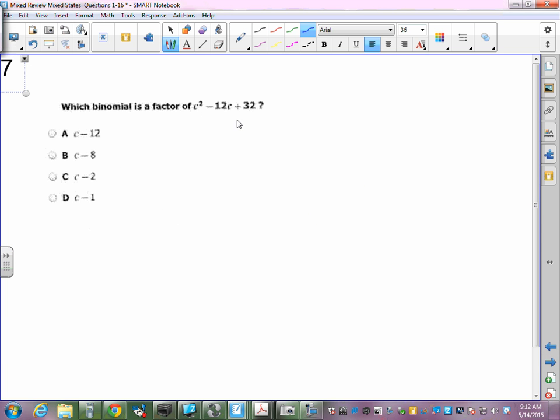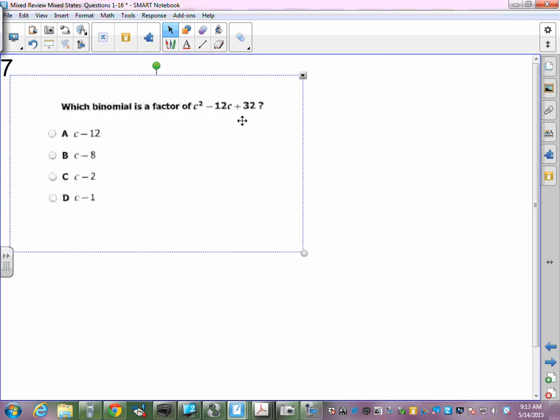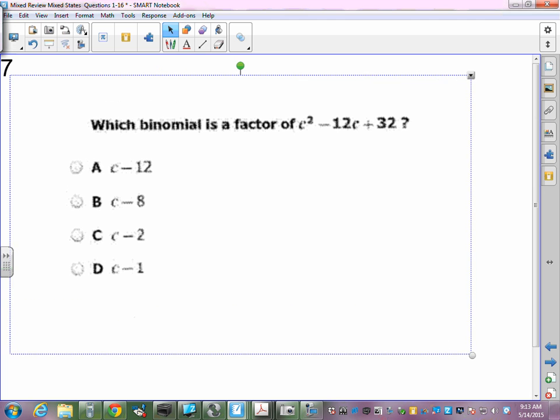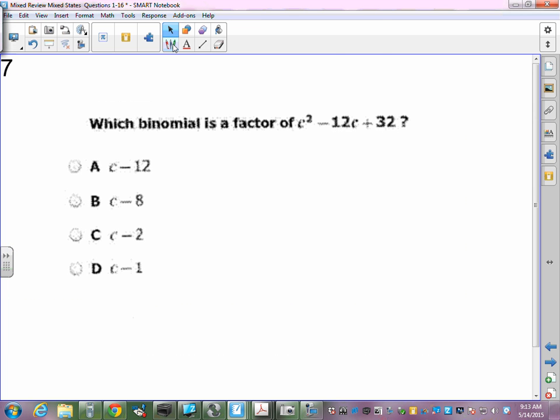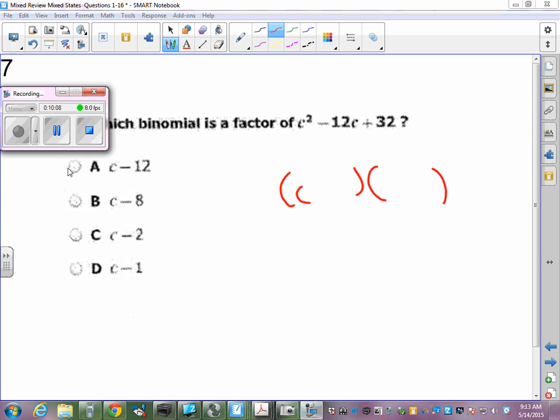All right, they want us to factor this one, so we got to think again. What multiplies to give us positive 32, adds to give us negative 12. So what times table would that be? 4, okay, 4 and what? Negative 8. Okay, I'm going to pause for just a second.